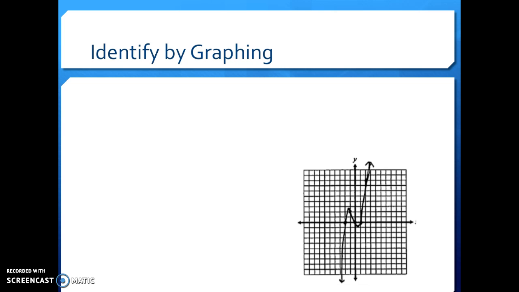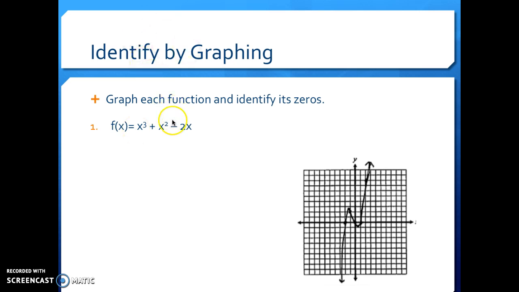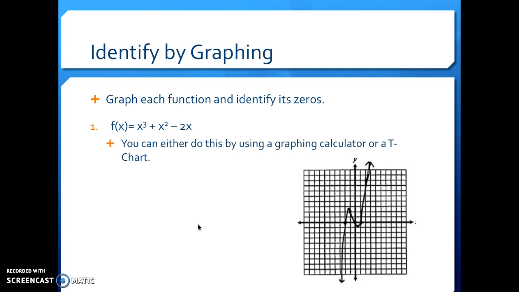Let's identify the zeros by graphing. So we're going to graph each function and identify its zeros. Over here on the right side we have the function x cubed plus x squared minus 2x and the graph for that. You can either graph this by using your graphing calculator, or you can use a t-chart to input the x's and get your output. Our graph should look like this.